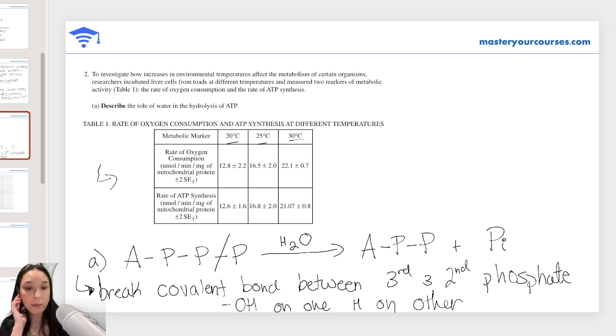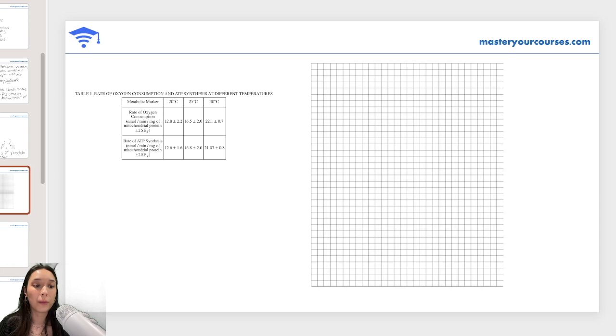So breaking the covalent bond between that third and second phosphate, and in addition with H2O, you're going to have that break apart into OH and H and attach to one here and then one here, and that's going to break a covalent bond.